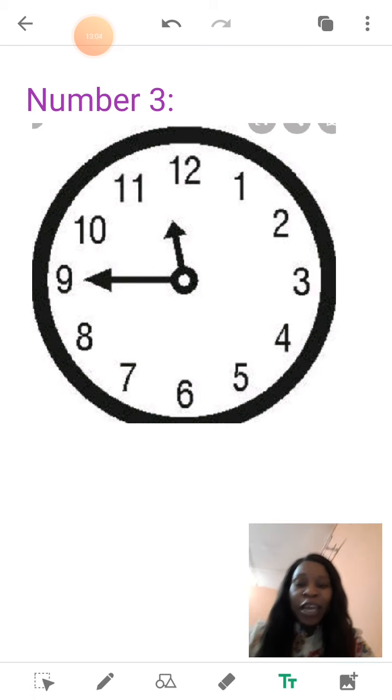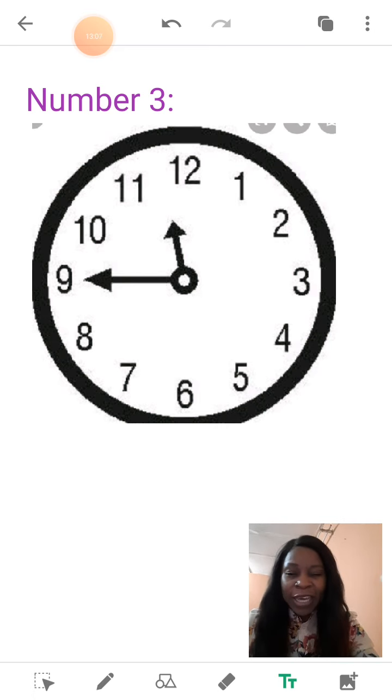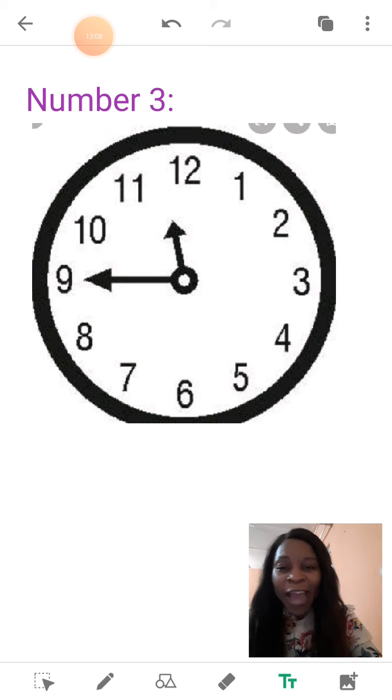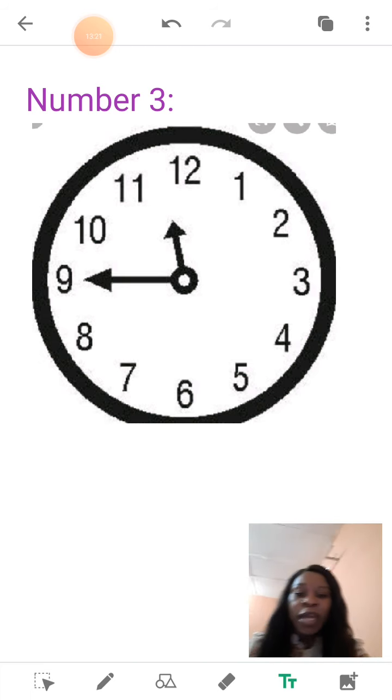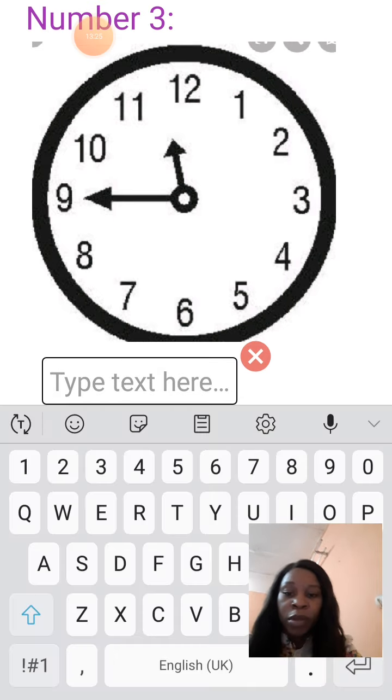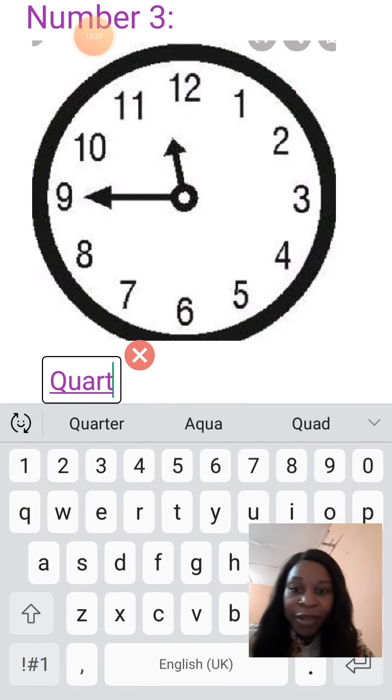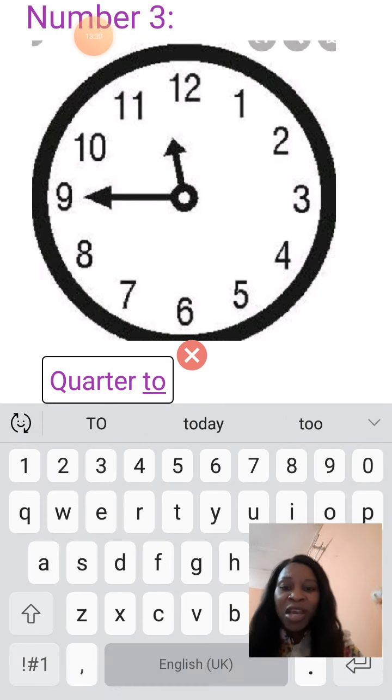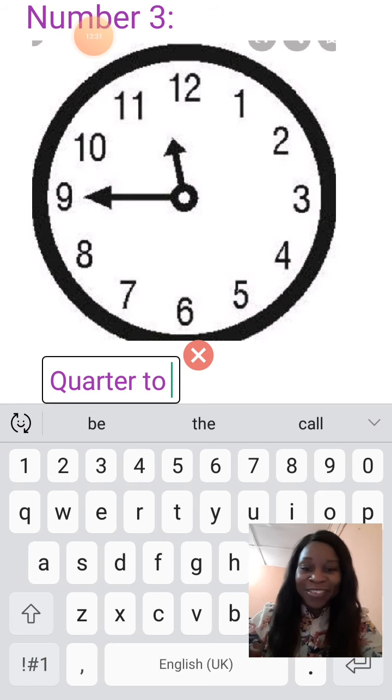So number 3, I look at my clock carefully. I first of all identify the minute hand. The minute hand is the longer hand, and it's on 9. It's on the 2 axis. And I said that the 9 represents 45. And so I type 45. 45 what? Let's find out.